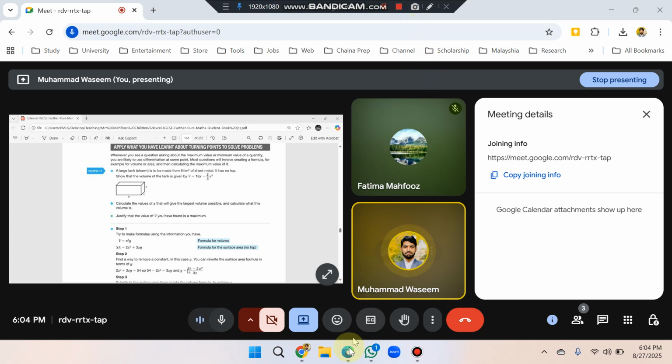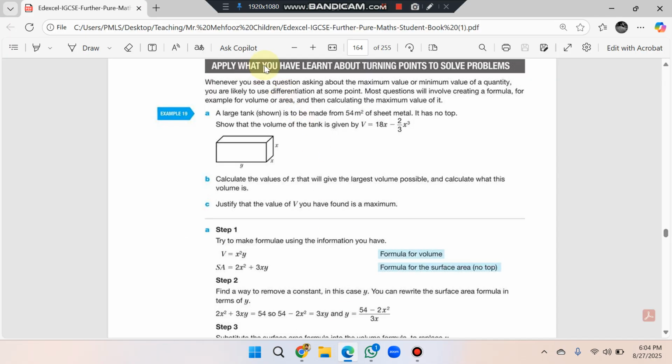Today, our topic is applying what you have learned about turning points to solve problems. So, till now, we have studied all the topics, but now we discuss some problems involving all previous topics.